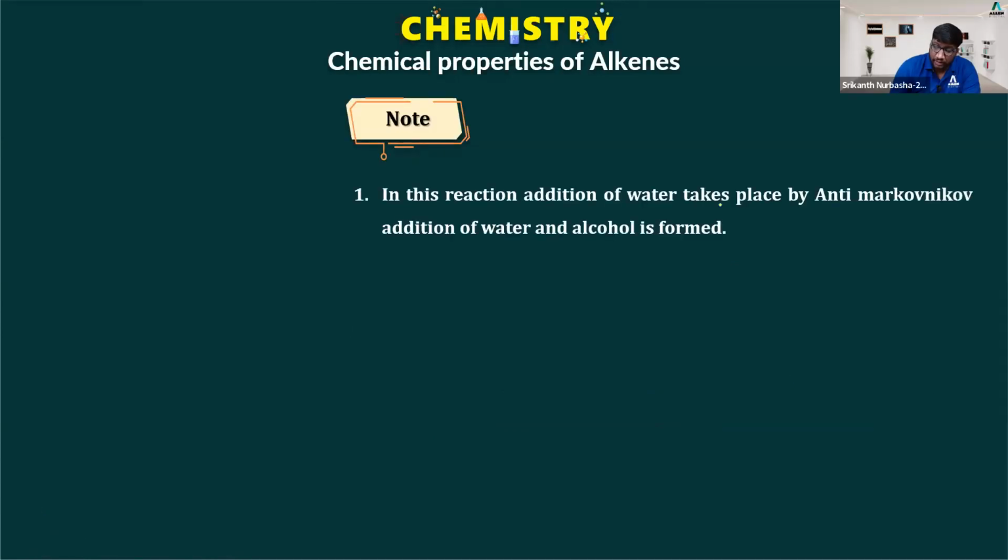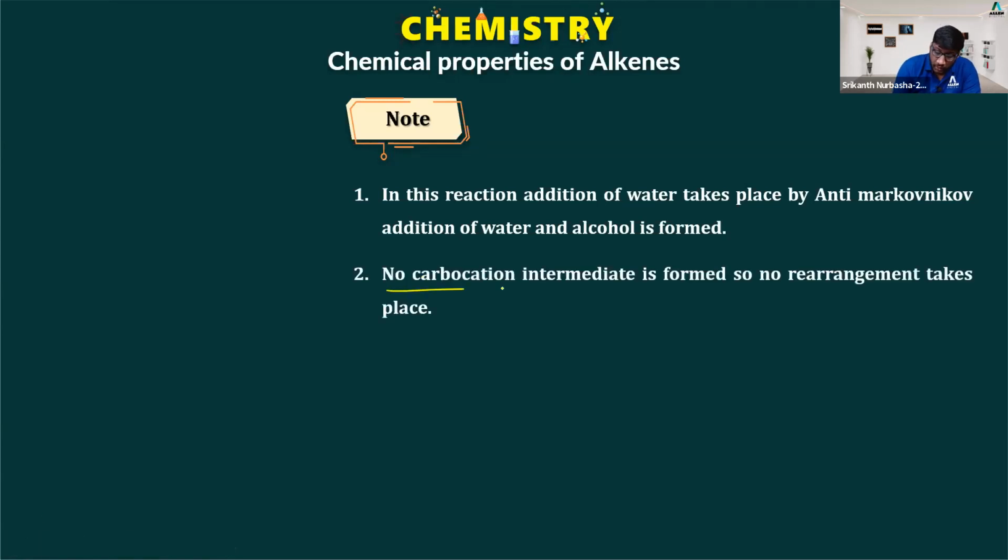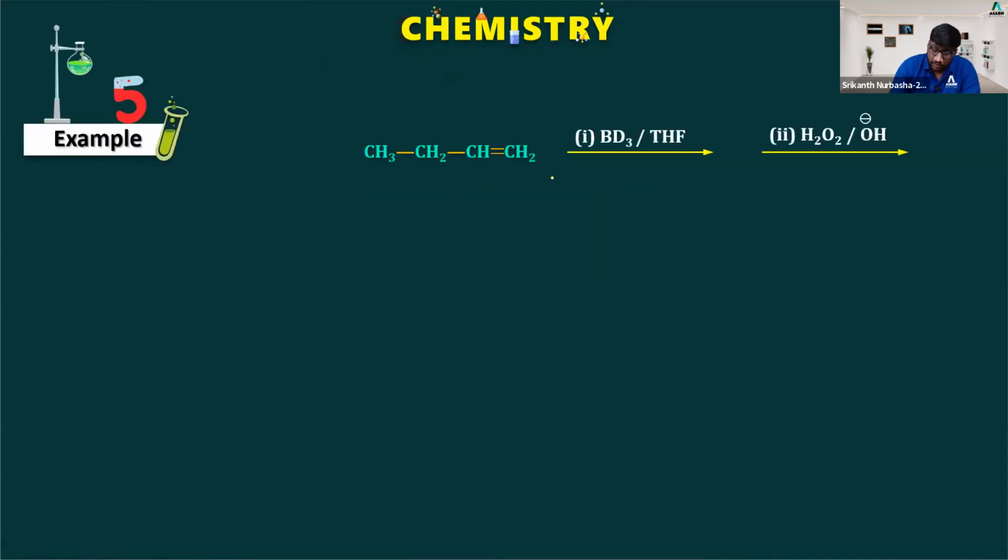In this reaction, addition of water takes place. By anti-Markovnikov addition of water, an alcohol is formed. No carbocation intermediate is formed, so rearrangement does not take place. So try to solve this question. CH3CH2CH=CH2, BD3 in the presence of THF, and then H2O2 in the presence of OH-. What is the final product?